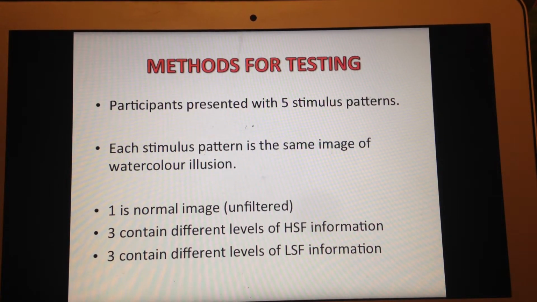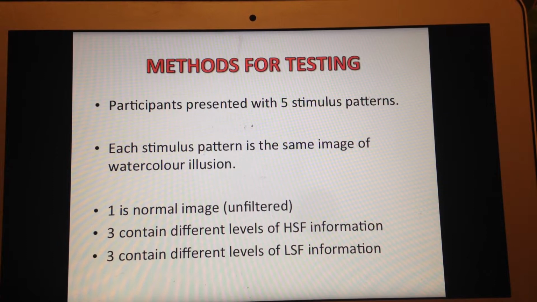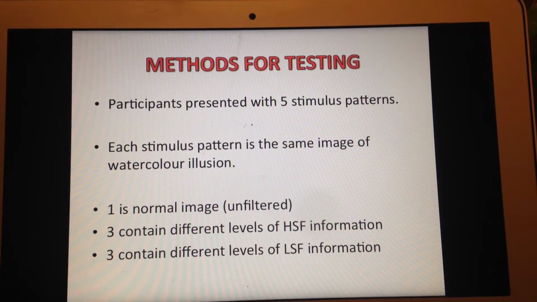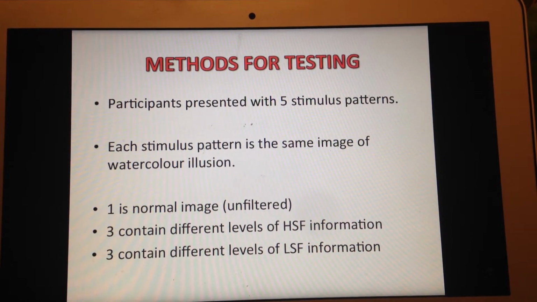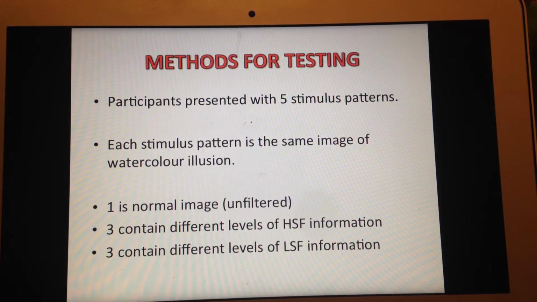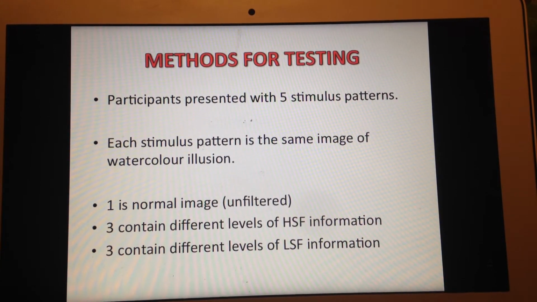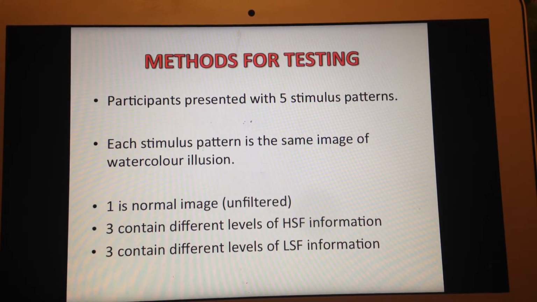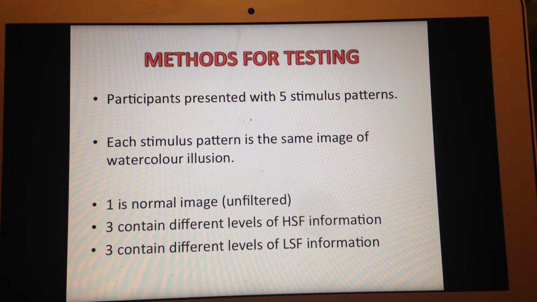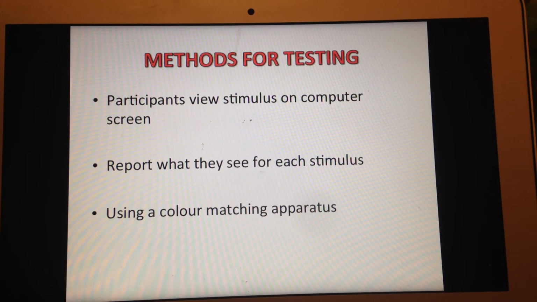The experiment would involve participants being presented with 5 different stimulus patterns. The stimulus patterns would be the same image of a double contour, creating a watercolour illusion. However, 2 of the images would be filtered so that different levels of low frequency information in the image is removed, and another 2 images would be filtered so that the high frequency information is removed. 1 image would be as normal. The participants would be required to view the stimulus patterns on a computer screen and report what they see. A colour matching apparatus would be used.